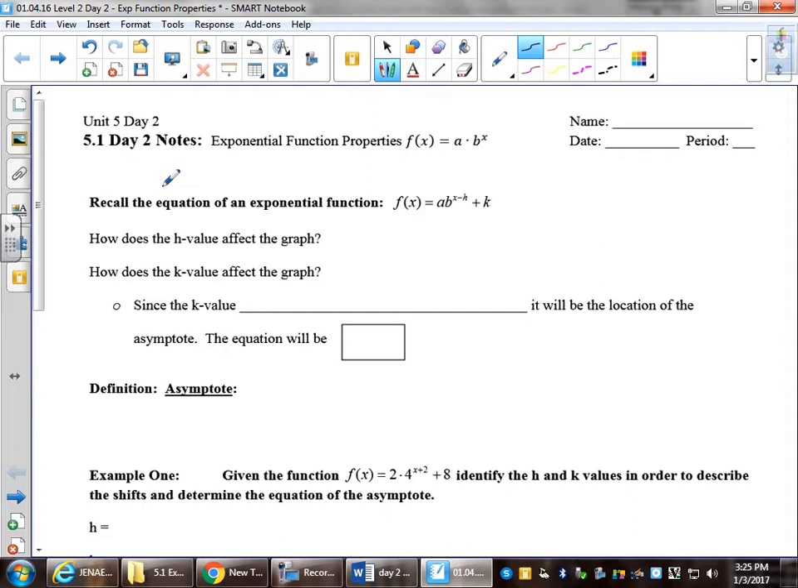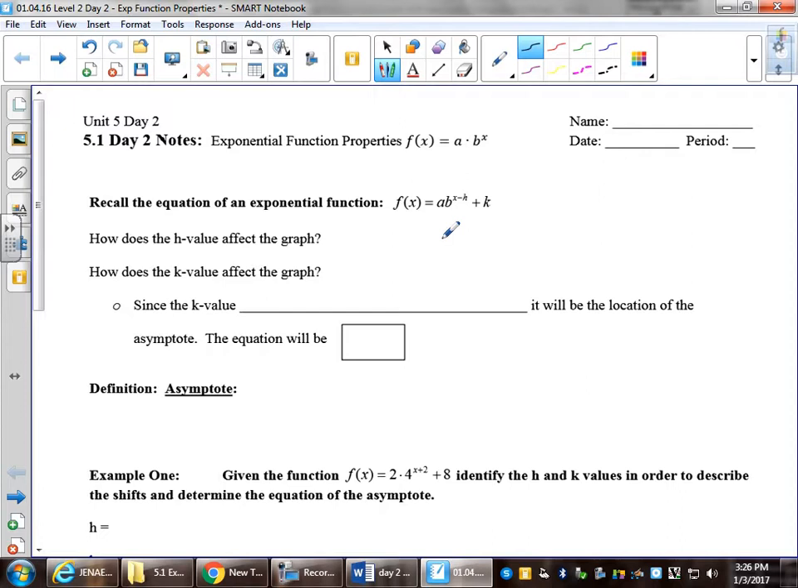Today we are looking at day 2. So yesterday on day 1, we really took time to dig into some tables and analyze linear versus exponential growth from a table. And we also looked at the general form of a linear function compared to the general form of an exponential function. Today's notes are going to really be about understanding the general form of an exponential function as written here. So that's why it says recall the equation of an exponential function, and here it is.